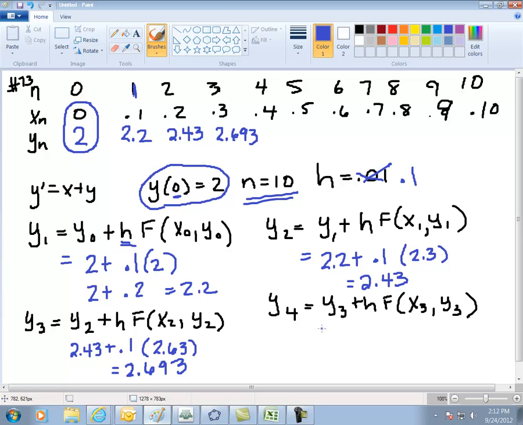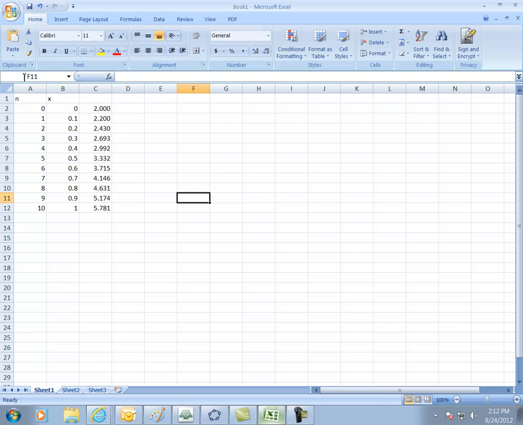So y sub 4 would be 2.693 plus my h, which was 0.1, times my derivative evaluated at this point, 0.3 plus that, or in other words, 2.993. And if I do that math out, I get 2.992. So I have my values going in there. I'll just caution you that this work is tedious and there's lots of room to make mistakes. If you can, try to plug it into something like a spreadsheet. So let's look at what I've done here.